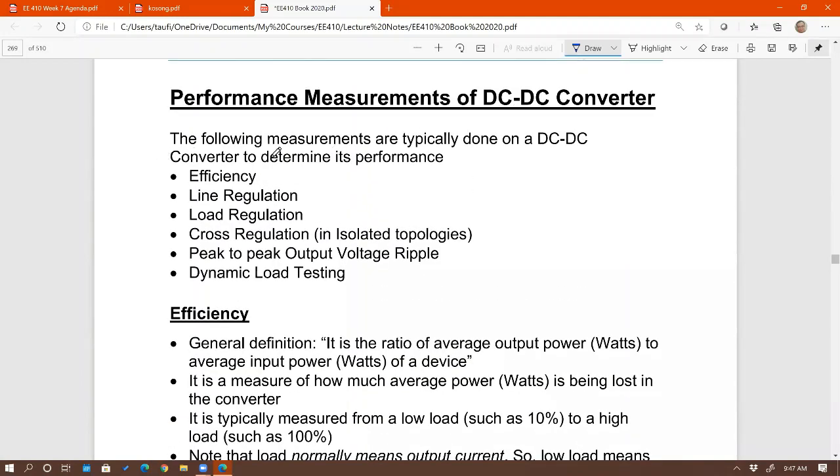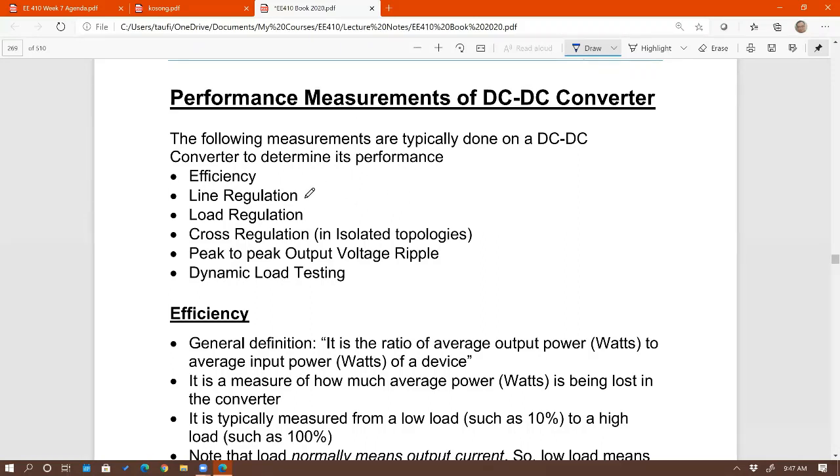So you'll be doing, let's see, four of these out of 6. These are the ways for us to evaluate performance of DC to DC converters. The very first one is efficiency, and then line regulation, load regulation, cross regulation, only needed for isolated topologies. That's next chapter. Peak-to-peak output voltage ripple and dynamic load testing. So these are standard performance evaluations for DC to DC converters.